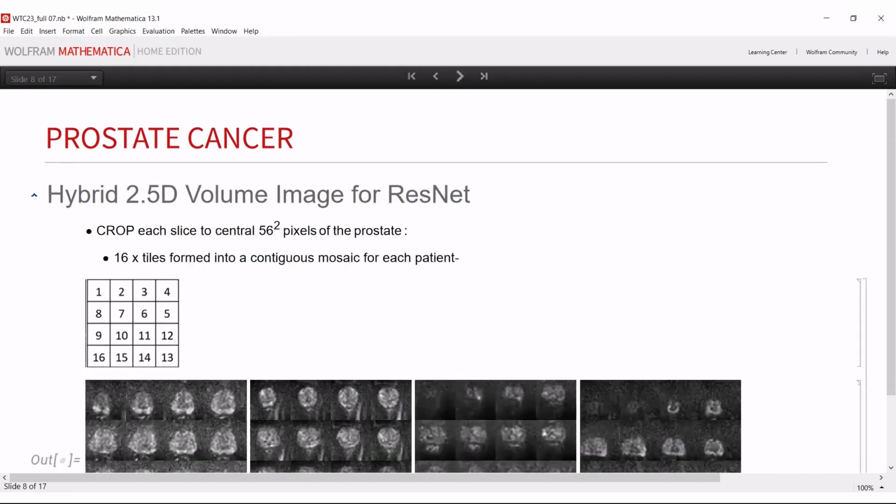Okay, so to do so, we create a hybrid 2.5-dimension image. First of all, we really only require the prostate, so we auto-crop each of the image slices to the central 56 square pixels. This does not appear to lose the anterior, posterior, or lateral borders of the organ. We then lay these slice tiles into a 4x4 mosaic in this pattern shown to retain some slice contiguity information. We also use only the central 16 slices, so potentially we may lose anterior and posterior margins, but we've not seen any problems to date. So all of that pre-processing is done automatically in Mathematica.